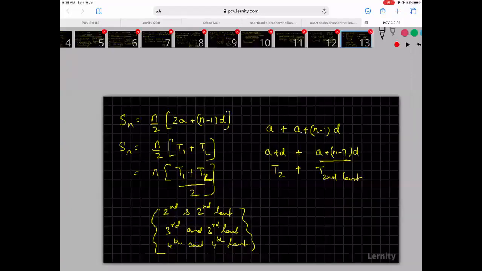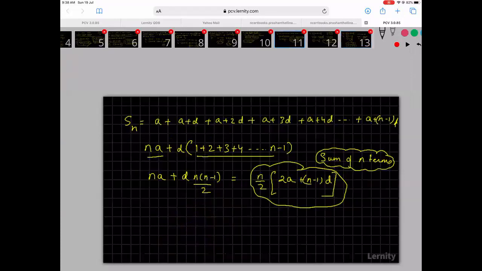Here I defined an AP. This is the first term, this is the second term, this is the third term, this is the fourth term, this is the fifth term. In the first term, there is no D. The common difference comes only from the second term. So in the second term, there is one D. In the third term, there are two Ds. In the fourth term, there are three Ds. In the fifth term, there are four Ds. In the nth term, there will be n minus 1 d. That's how n minus 1 came in the nth term. Okay.